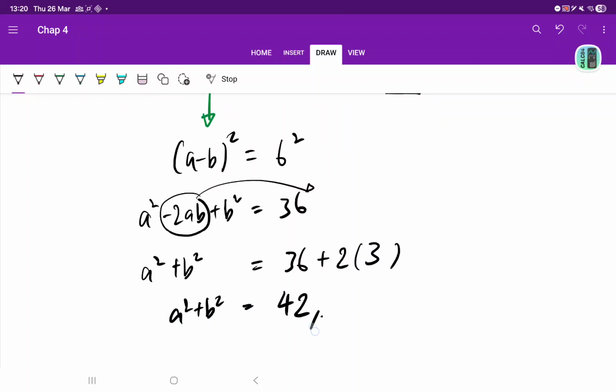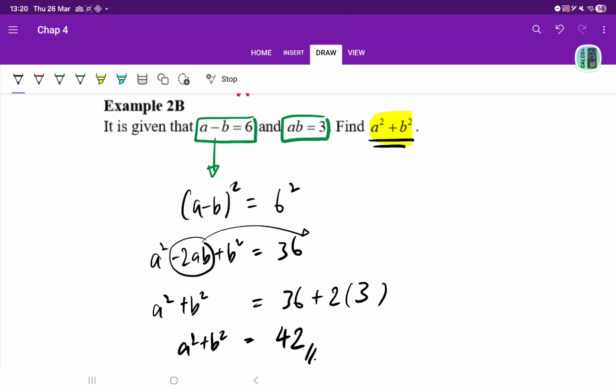So for those who got 42, congrats, you got it right. Those who got 30, you forgot the minus. That means they forgot to flip the minus 2ab when they bring over, they left it as minus 2ab. We all make mistakes and it's careless.